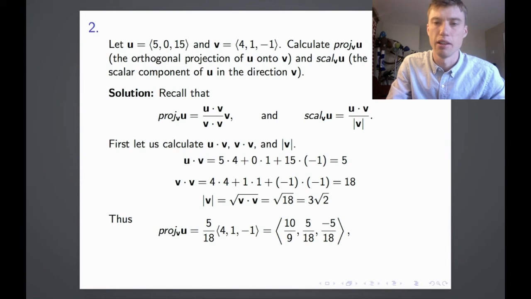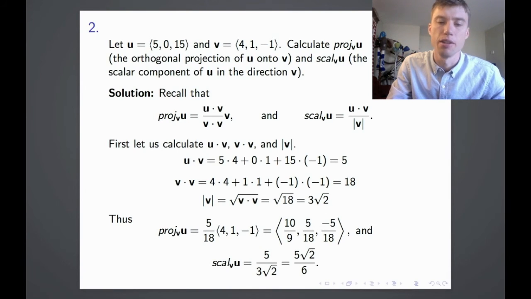Alright, finally, the scalar component of u in the direction of v will be given by u dot v divided by the magnitude of v, which will be negative 5 divided by 3 square root of 2, and after moving the square root of 2 into the numerator, we get negative 5 square root of 2 over 6.